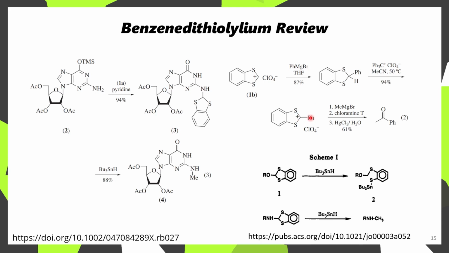If there's alpha protons, they'll be made very acidic. However, since this is a benzene derivative, there's no alpha CHs which could be made more acidic, which means we can add in another nucleophile. In this case, the authors added in methyl magnesium bromide, which then gave the methyl substituted product. And to oxidize this off, they first used chloramine T to oxidize the sulfur, and then used mercury chloride to accomplish the cleavage.